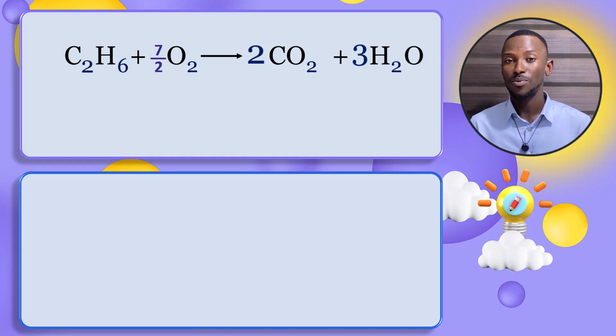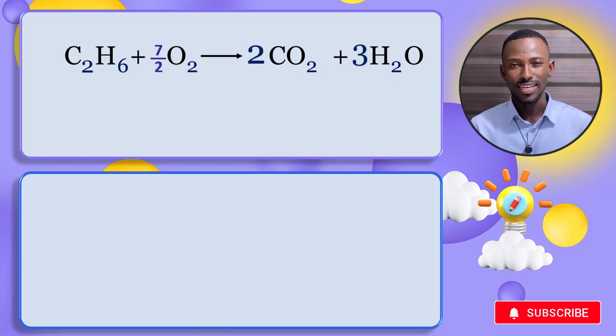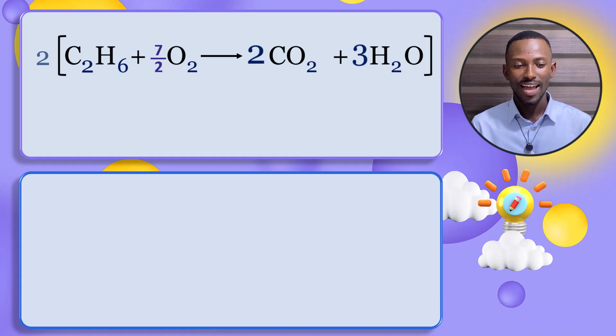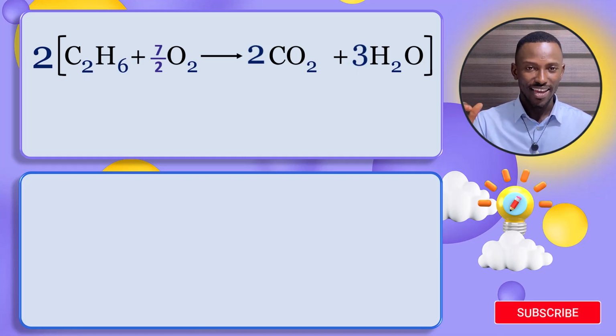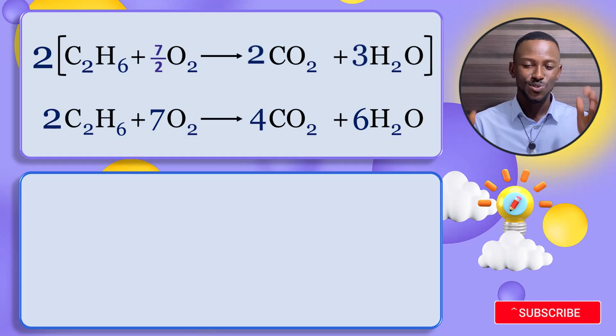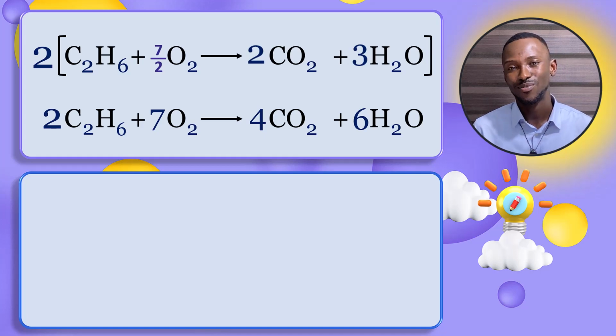But you will notice that when we divided 7 by 2, that gives us 3.5. And we do not want a decimal number behind the oxygen. So we can decide to multiply through by 2, which is the denominator of 7 divided by 2. By so doing, we'll take care of that fraction. So if we multiply through by 2, we will now get 2C2H6 plus 7O2 going into 4CO2 plus 6H2O. So this is a much more uniform balanced equation of the first reaction.